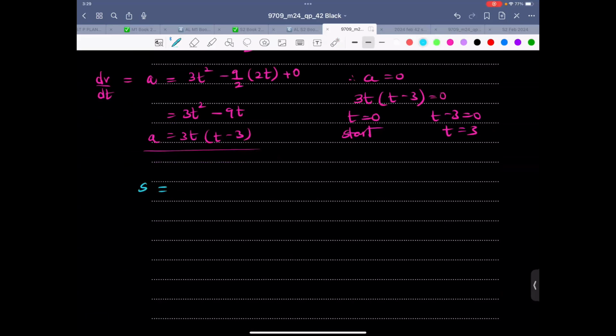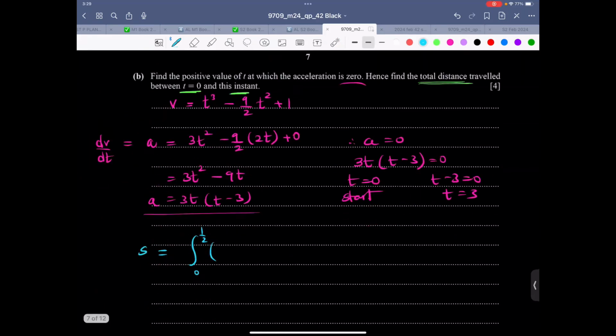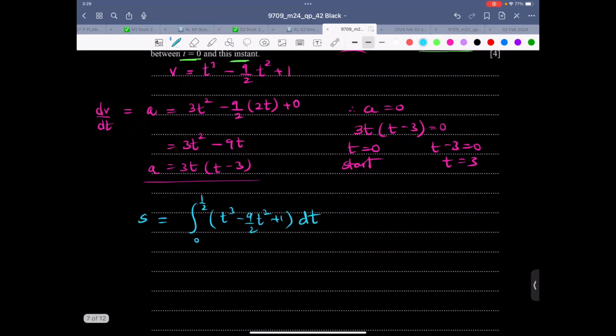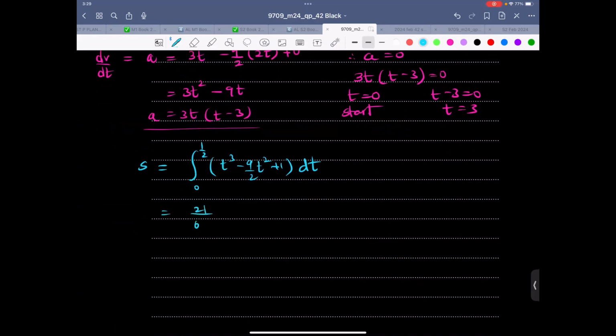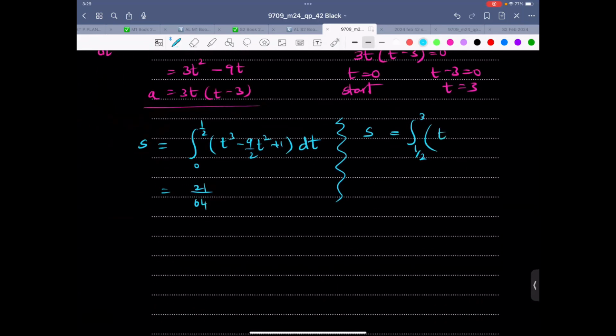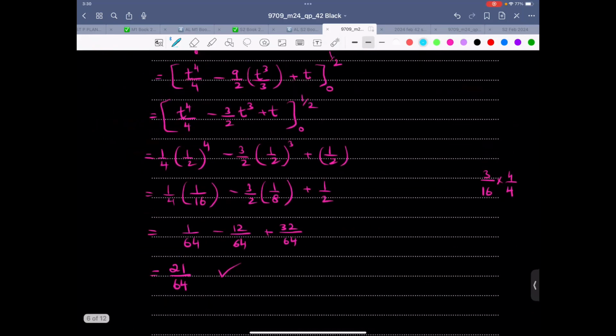So displacement is 0 till half, which is already done. This is the integral of t cube minus 9 over 2 t square plus 1 dt, and this answer was 21 over 64. And similarly, calculate the distance from half till 3. It's the same thing: t cube minus 9 over 2 t square plus 1 dt. The integration was already done and simplified.